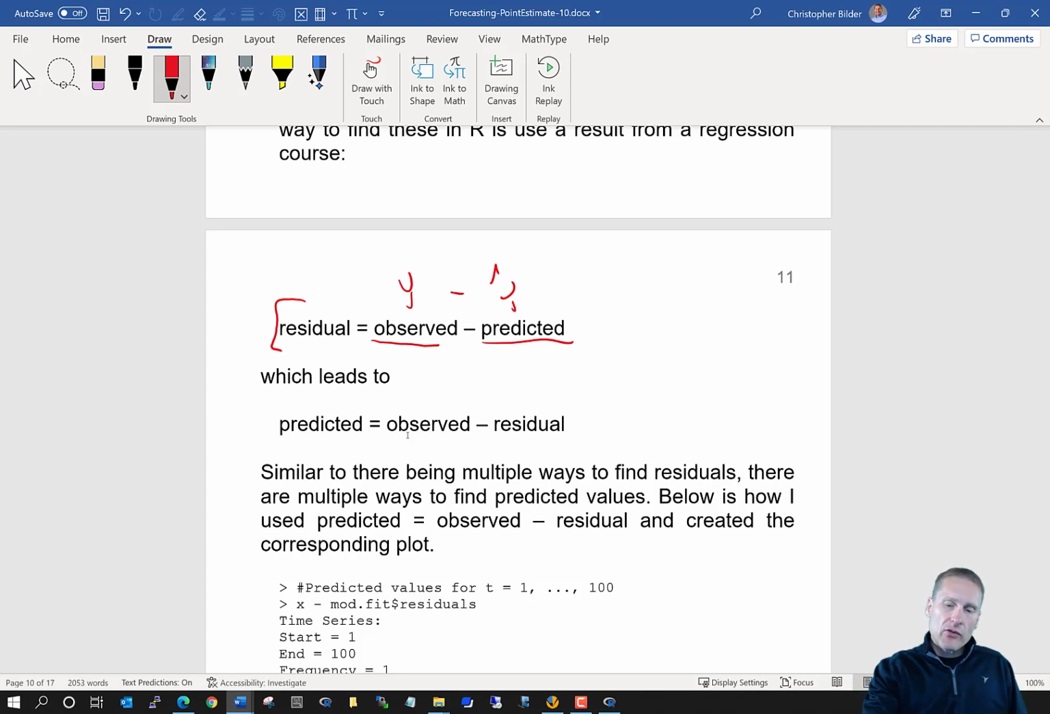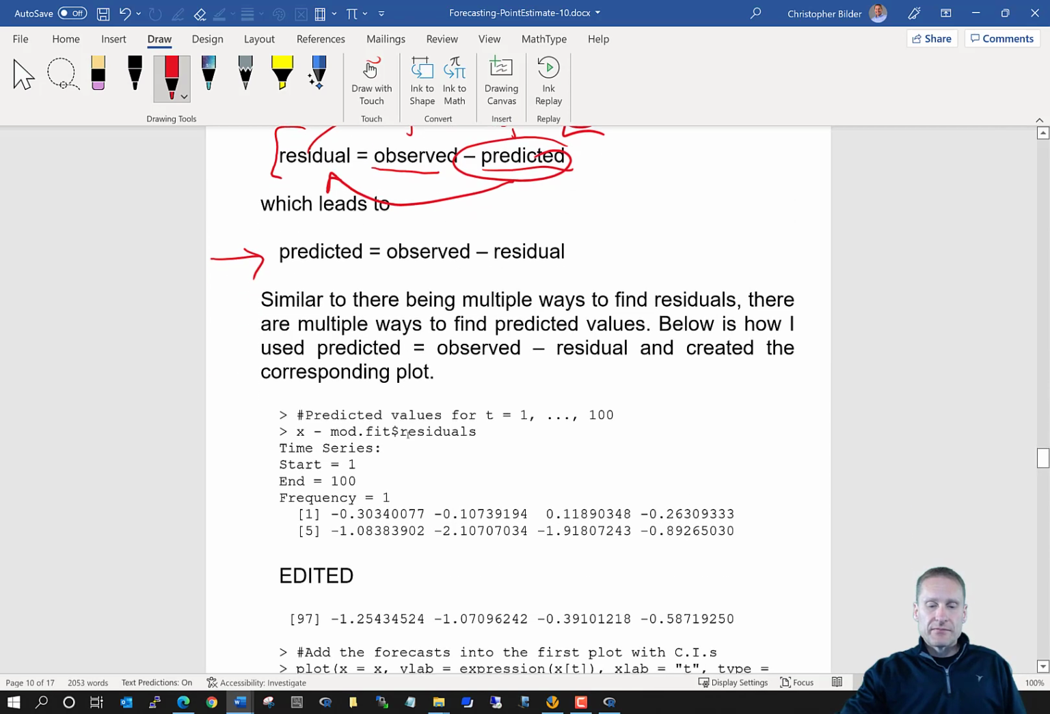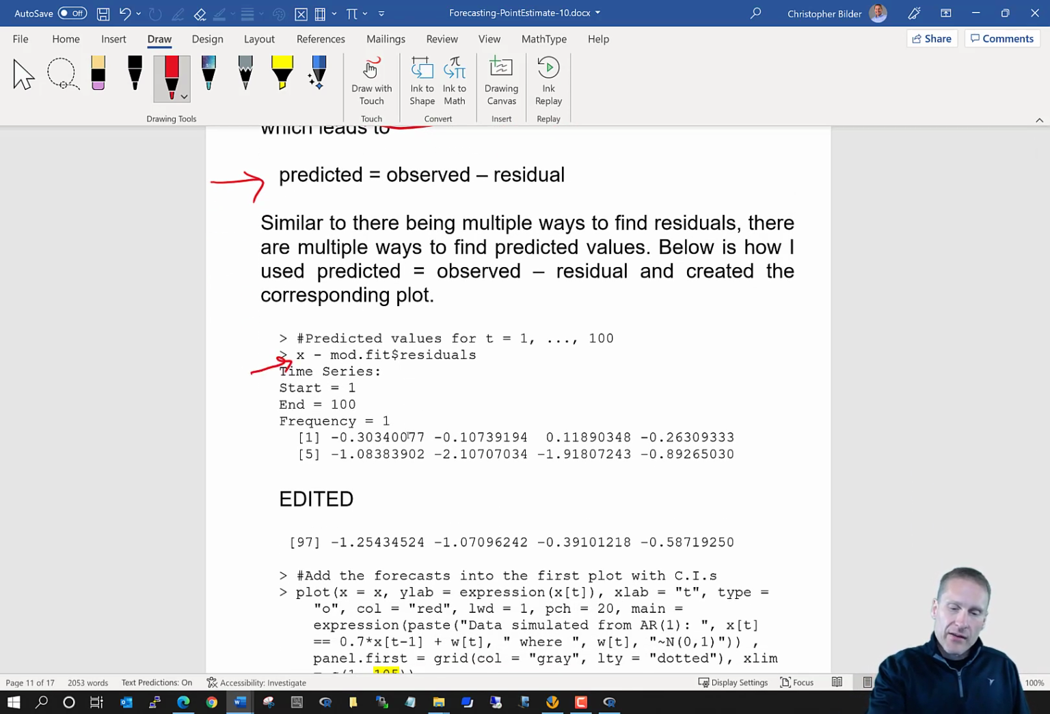Well, notice what I could do is bring this predicted value over to the left side, and bring my residual over to the right side. So now, if I somehow knew my residual beforehand, I can come up with what that predicted value is. And so I'm going to use that trick here to find what the predicted values would be for x of t for t equal 1 to 100. So I take my x, I subtract off my residual, and here are the predicted values. So this is the predicted value for x100.